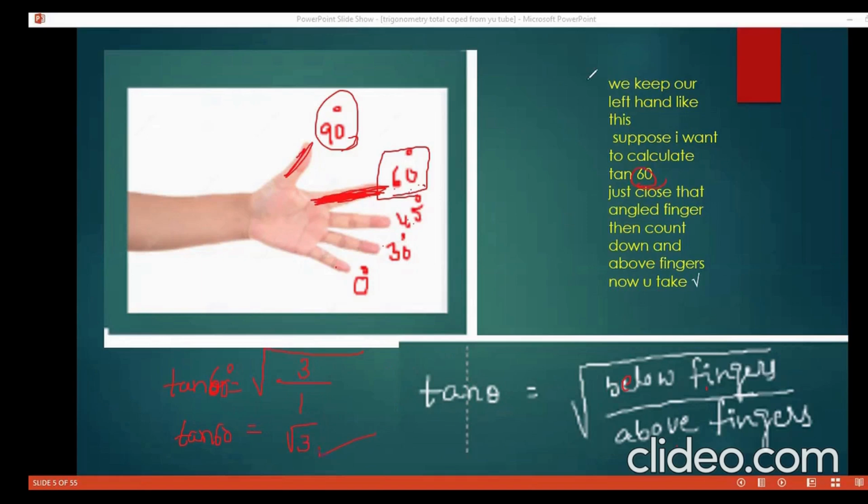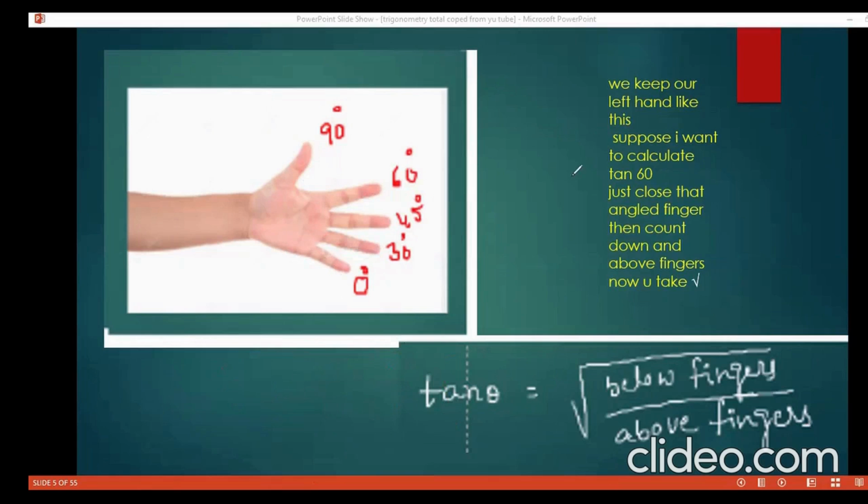Let us take one more example. Say, I want to calculate tan 30. So, I am folding this ring finger, right? If I fold the ring finger, tan 30 degrees I am calculating, right? Here theta is equal to 30. Now, square root of below fingers. How many below fingers? Only one finger, right? And above fingers, how many are there? 1, 2, 3. So, square root of 1 upon 3, that is root 1 upon root 3, that is 1 upon root 3. So, tan theta is equal to 1 upon root 3.